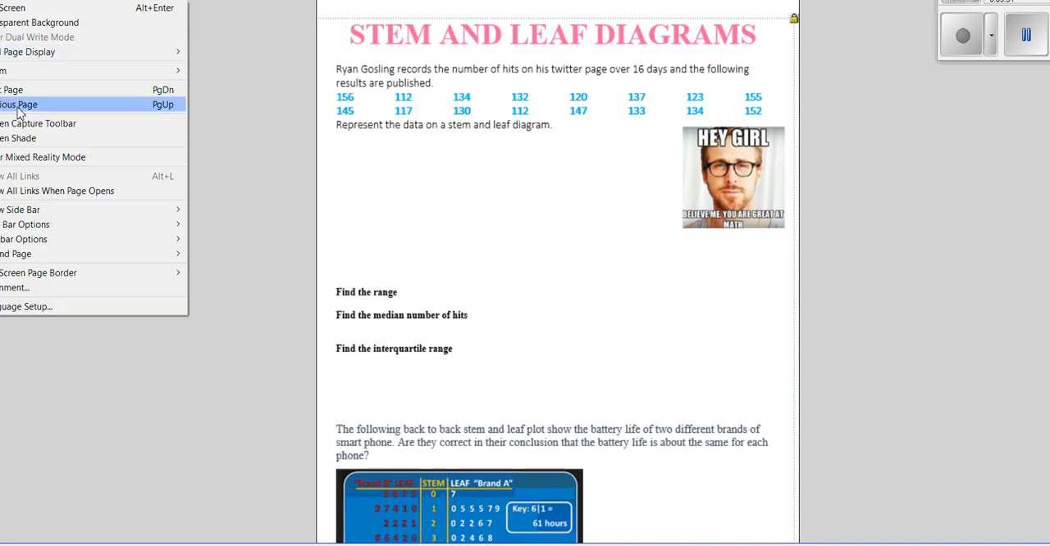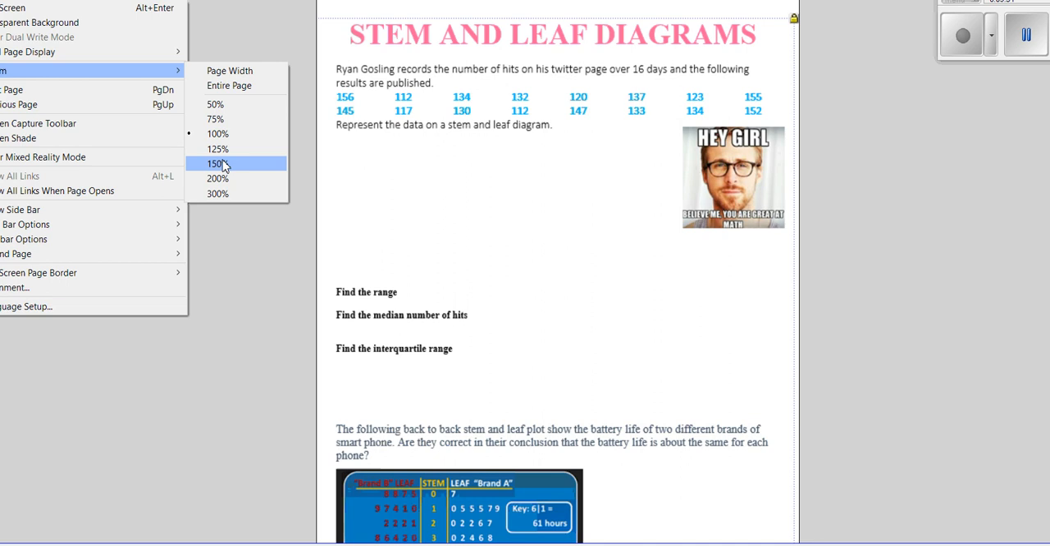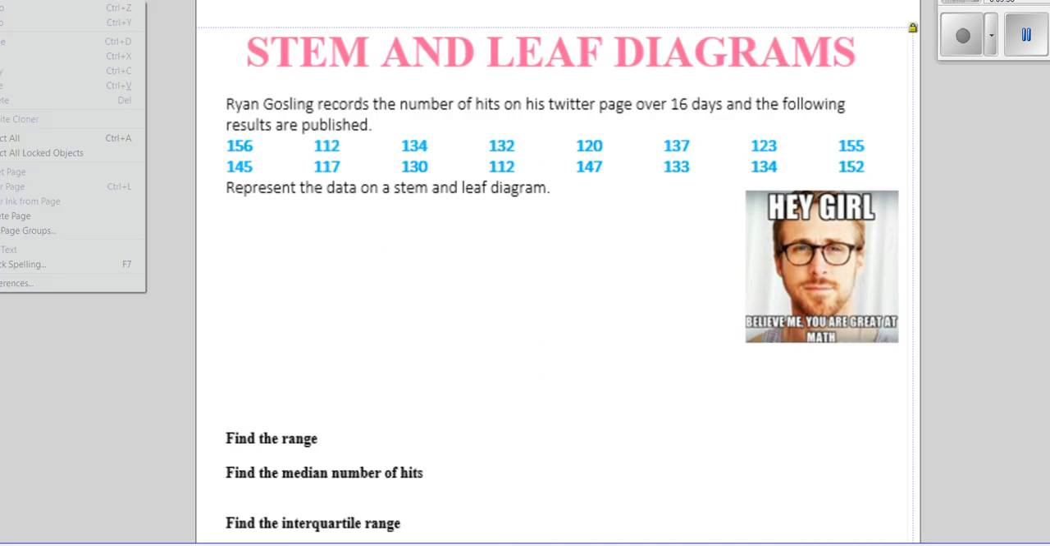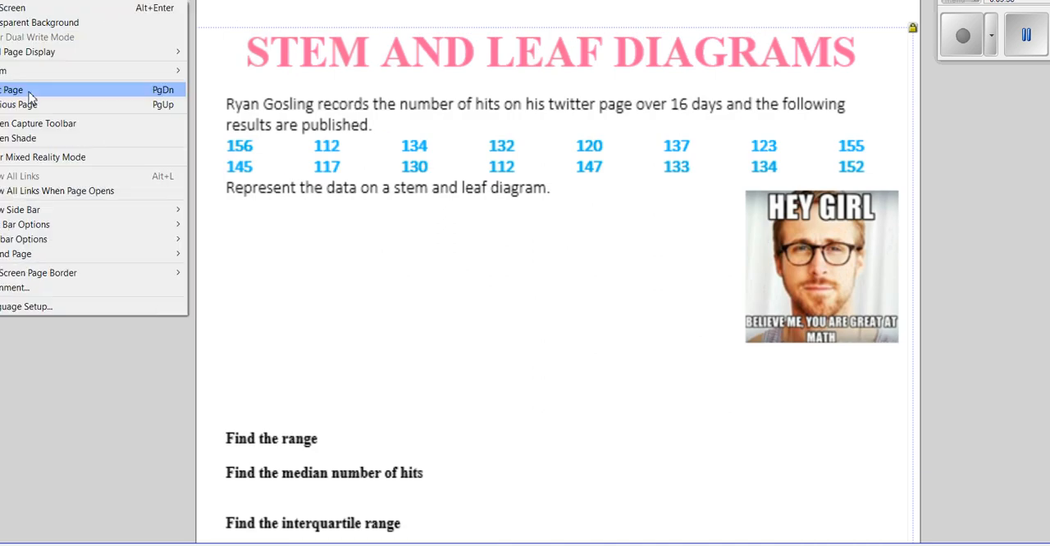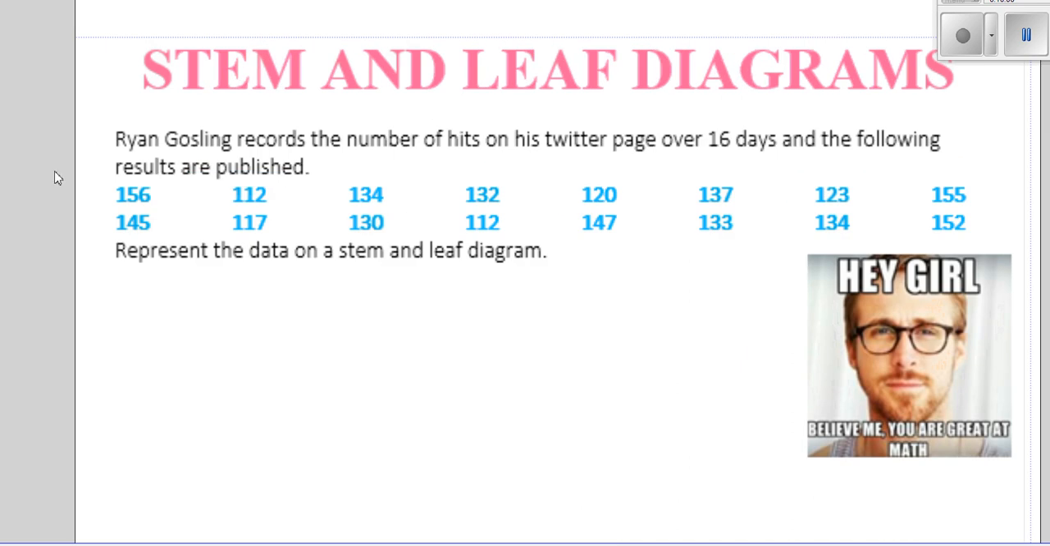I need to zoom in a bit, don't we? I could probably zoom a bit more. Zoom. Cool.